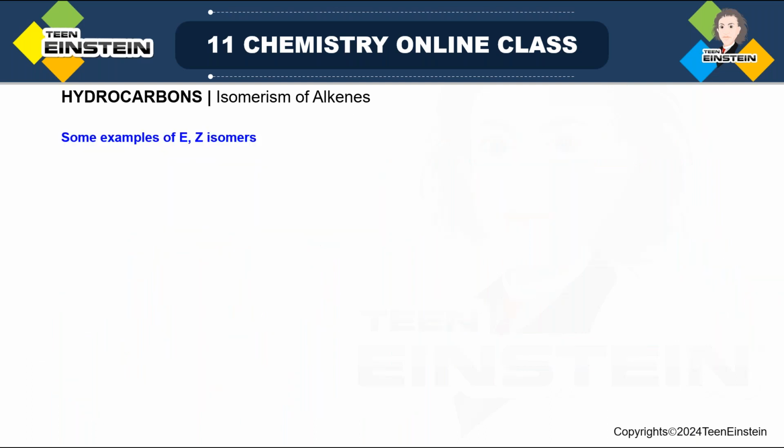Some examples of E/Z isomers we will see here. So we'll take some very interesting examples, not simple ones. The more complex examples you practice, the better it will be for you. So here we have this compound.